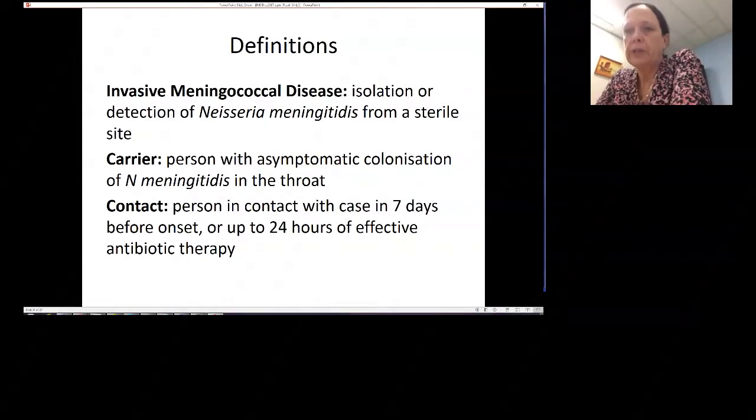So just before we go any further, just to make it clear what we're talking about. Invasive meningococcal disease is when we isolate through culture or detect through PCR the bug from a sterile site. Carriers are those persons with asymptomatic colonization of the bug in their throat. And a contact is a person in contact with a case 7 days before the case's onset of disease, up until 24 hours after the case has had effective antibiotic therapy, which can mean that sometimes healthcare workers or other patients who may be exposed to the infection may be classified as contacts. Next slide, please.